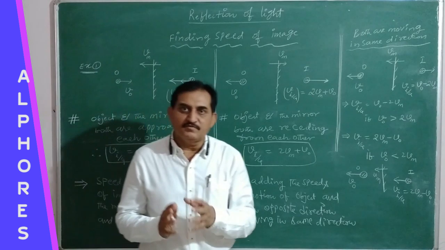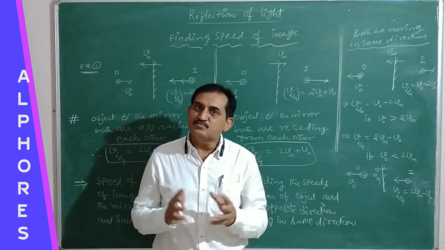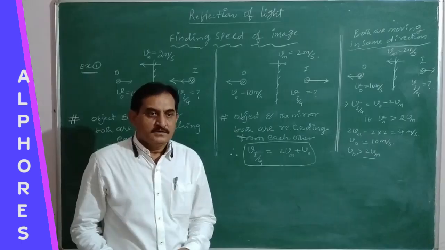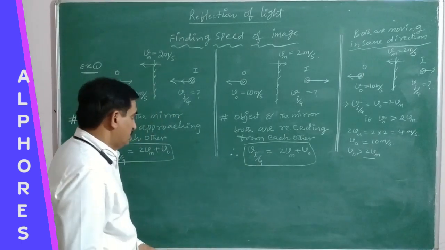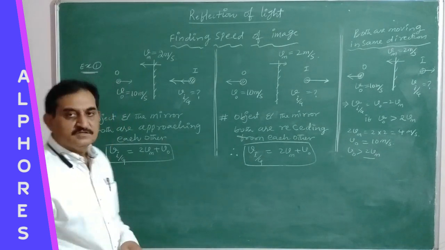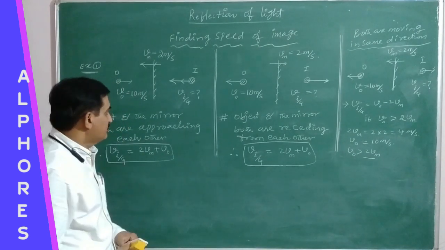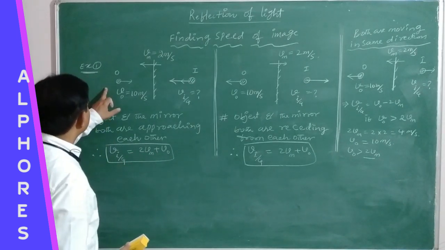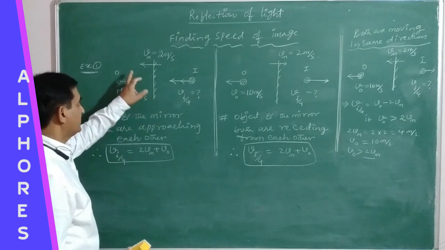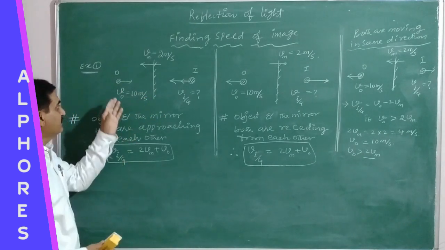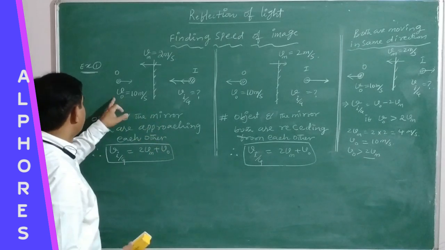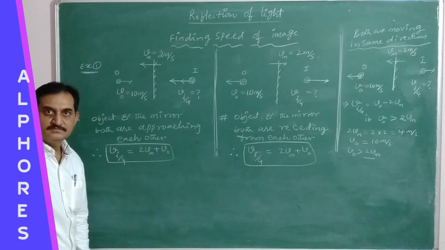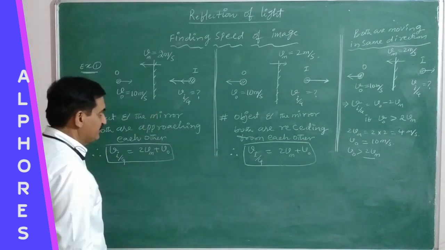This is a very important point. So let us move on to examples related to this concept. Let us go for suitable examples in order to understand the concept discussed just now. The object and the plane mirror are both approaching, the same case, but now we take values. The object speed is 10 meter per second and the mirror speed is 2 meter per second. Both are approaching each other.